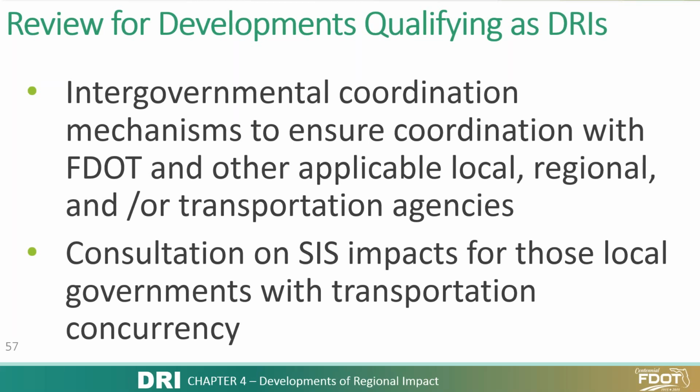So, with the Comprehensive Plan Amendment, if it's not already existing within the Local Government Comprehensive Plan, there should be new or revised intergovernmental coordination goals, objectives, and policies to ensure coordination between FDOT and other applicable agencies, such as regional planning councils, local governments, transit agencies, and transportation authorities, to address extrajurisdictional impacts on transportation facilities as well as any mitigation strategies.